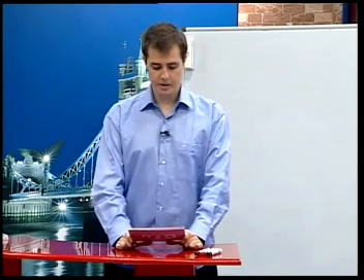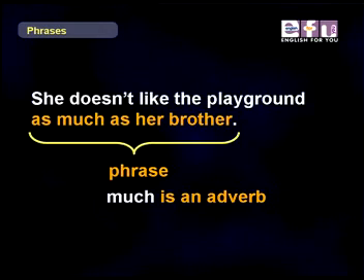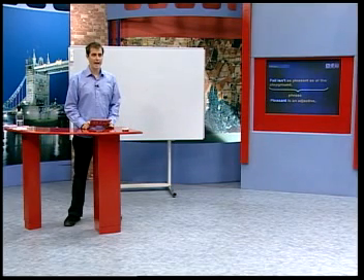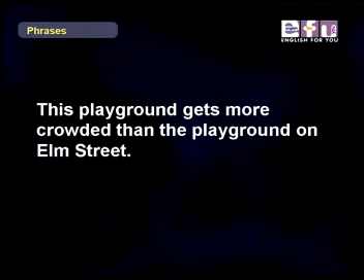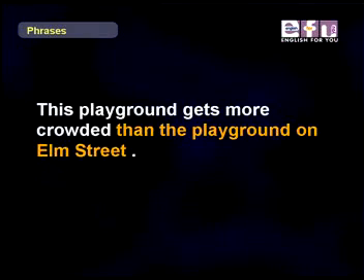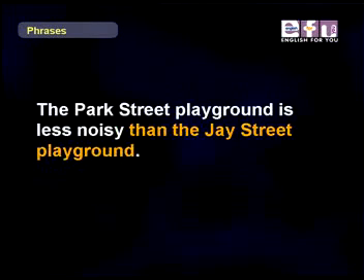Well, in the first sentence, as much as her brother is the phrase, and much is an adverb. In the second sentence, as pleasant as the playground is the phrase. Pleasant is an adjective. Comparative forms are used with than. Please take a look at these examples. This playground gets more crowded than the playground on Elm Street. The Park Street playground is less noisy than the J Street playground. In the first sentence, than the playground on Elm Street is the phrase. In the second sentence, than the J Street playground is the phrase.